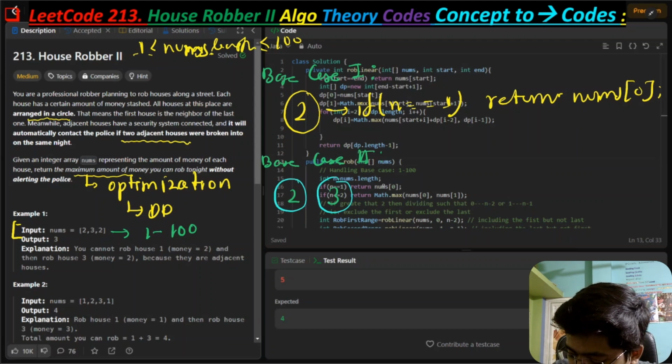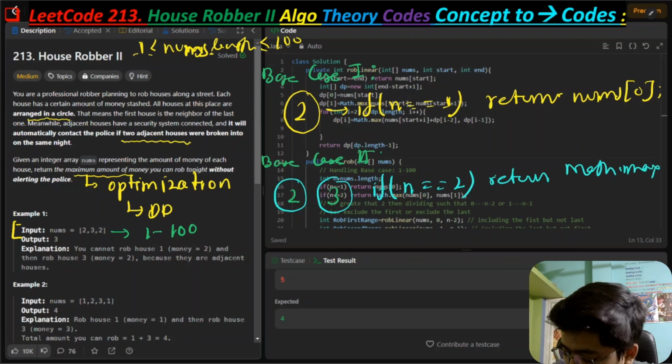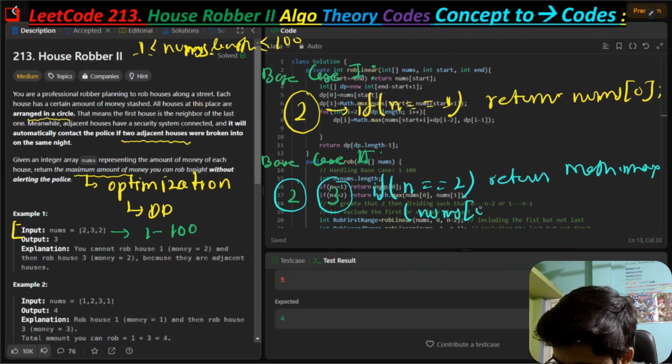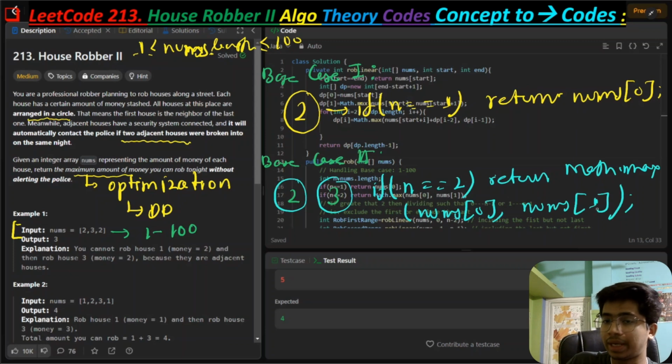So we can write that if the number of houses is 2, that is if n equals 2, we will be writing return math.max, because we want the maximum one. In Java we use math.max of nums of 0, which stores the first profit, 2, and nums of 1, which stores the second profit, 3, and we will get the maximum profit. So these two are the base cases.